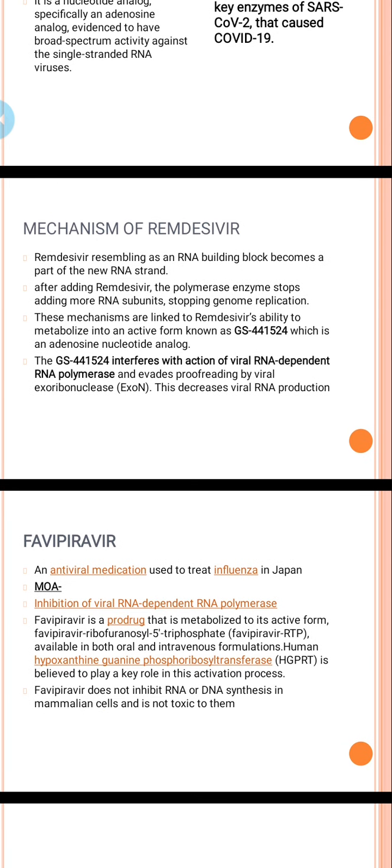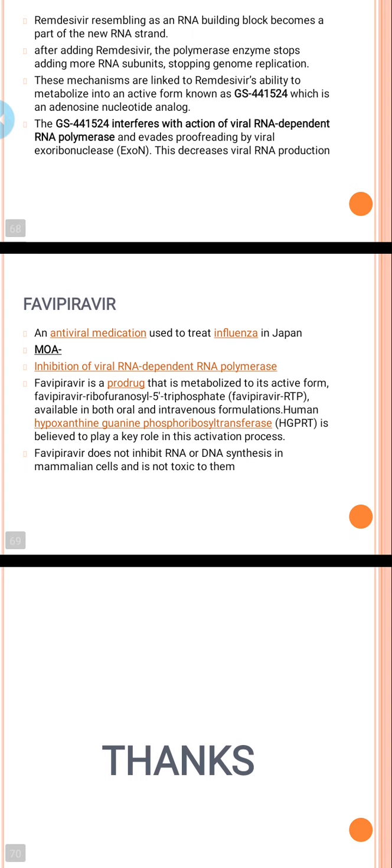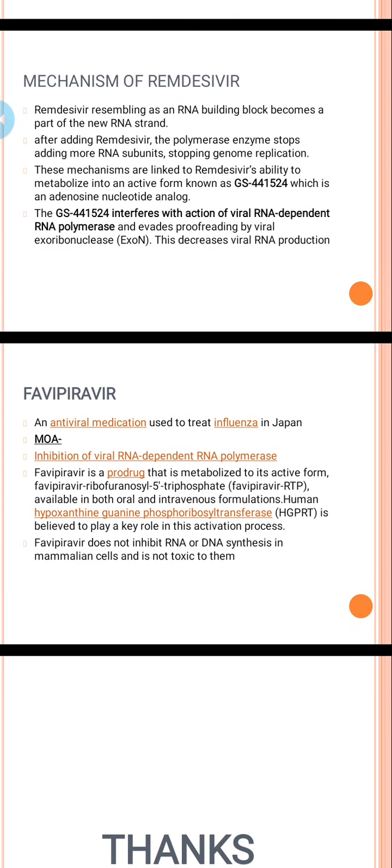Favipiravir is another antiviral medication used to treat influenza in Japan. It also inhibits the viral RNA-dependent RNA polymerase enzyme. So these are the drugs we also use as antivirals. There is also variable success of ivermectin and doxycycline against this COVID infection, but remdesivir and favipiravir are exclusively used as antiviral agents.